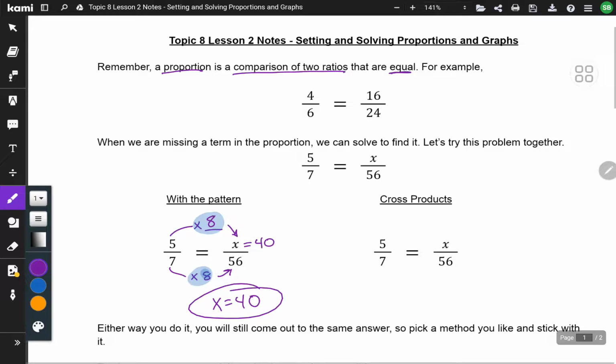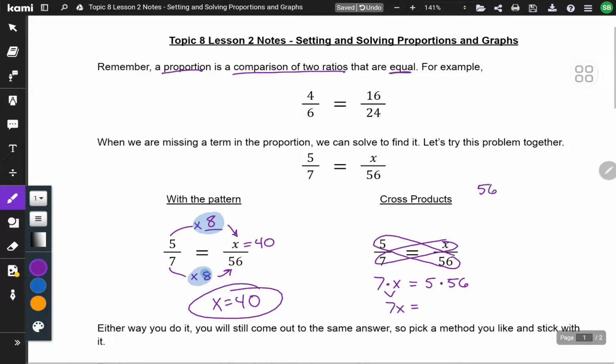Now we can check that again using a different method called cross products. This is where we multiply our diagonals. Remember, it doesn't matter which diagonal you start with. My preference is always to put x on the left side, just because then we see x equals our number versus our number equals x. Okay, so here I focus on my x diagonal, which is 7 and x. So remember that represents 7 times x equals, and then my other diagonal, which is 5 times 56. Well, I know that 7 times x is just 7x equals 5 times 56.